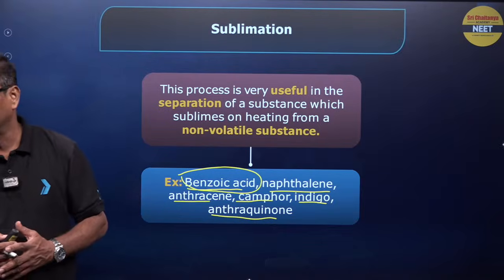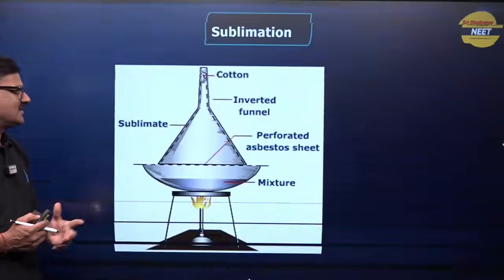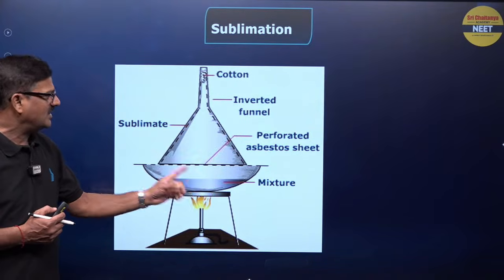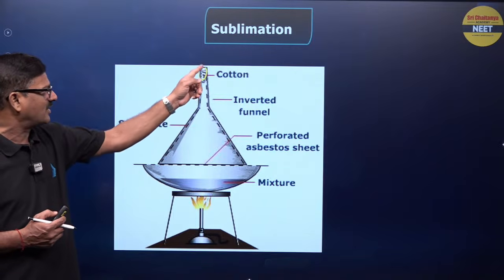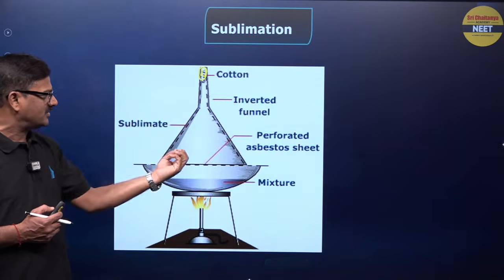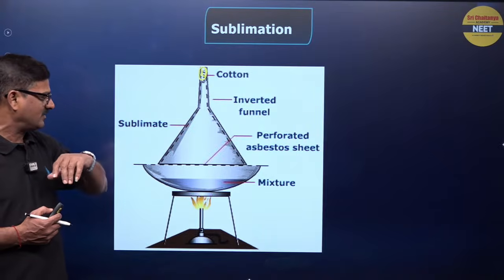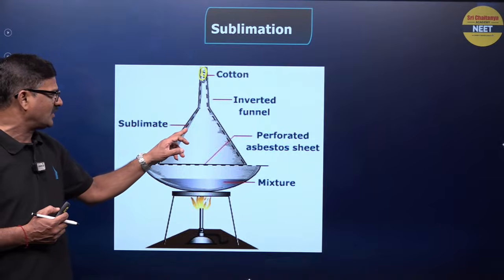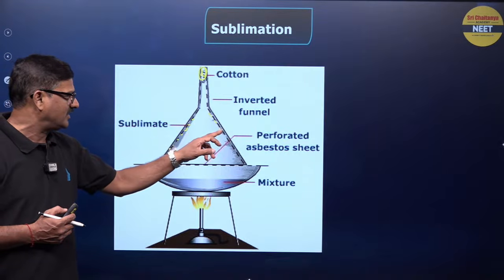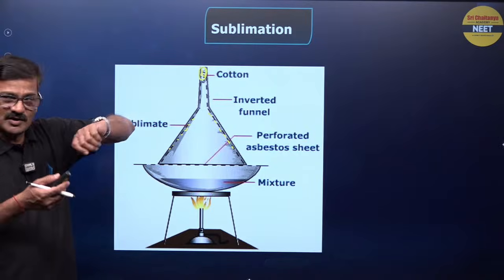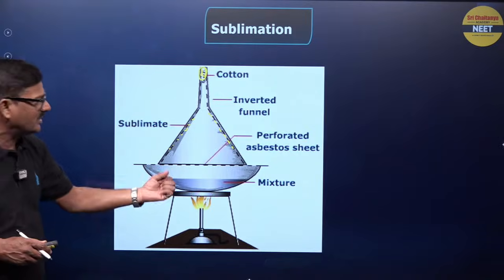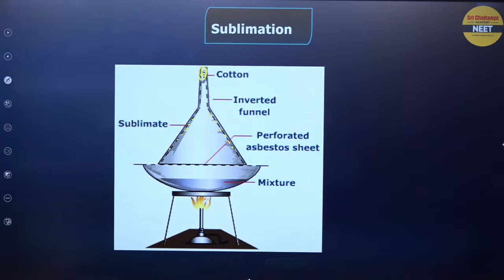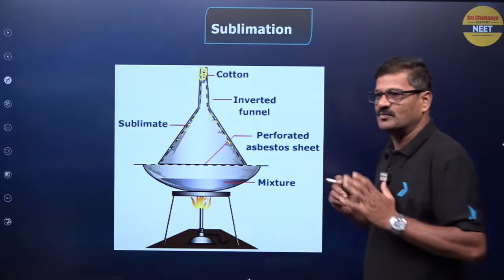Solid to gas, right? Now moving ahead, these are all the fundamental things. In sublimation, you take the impure mixture and an inverted funnel, and put a cotton plug in it. If you put a cotton plug, the vapor cannot evaporate further away. If you heat it, the sublimated substance is going to be condensed here. Later on you can take this funnel out and scratch it to get the pure substance. This process is called sublimation.